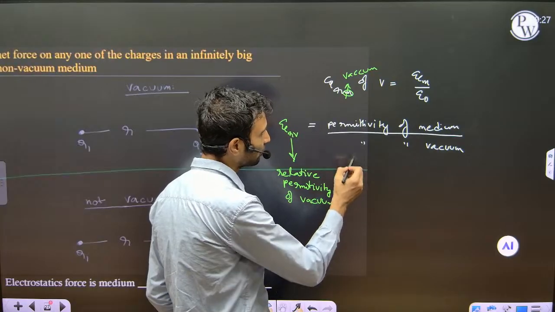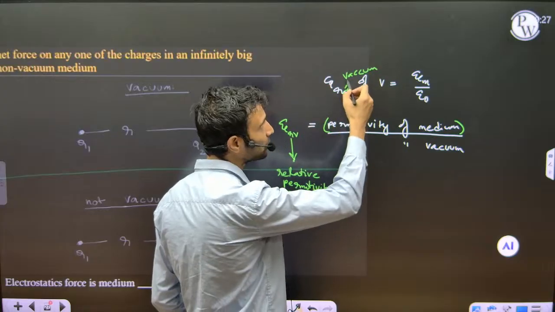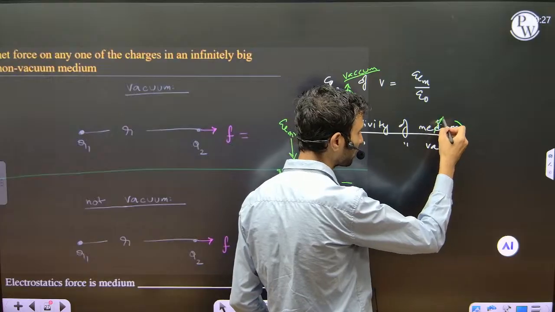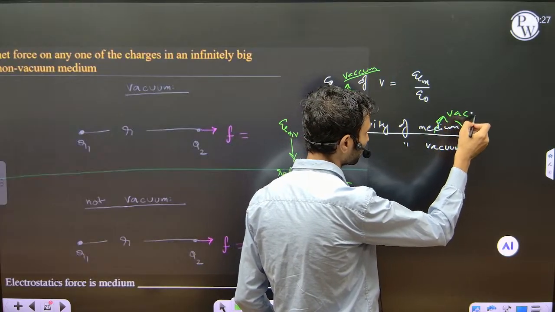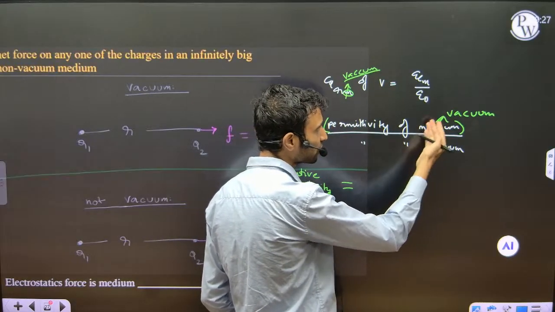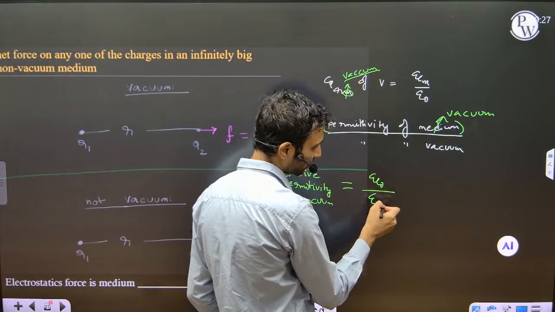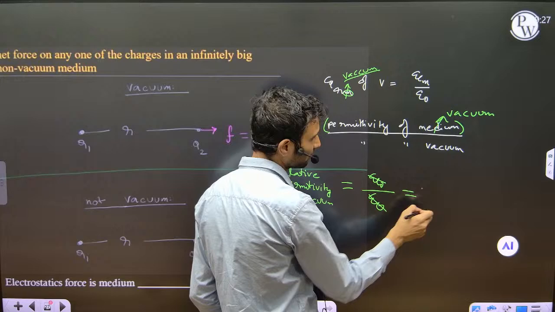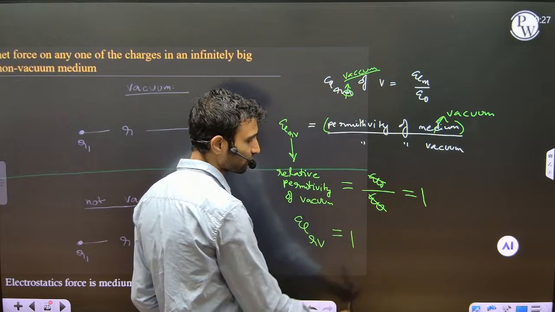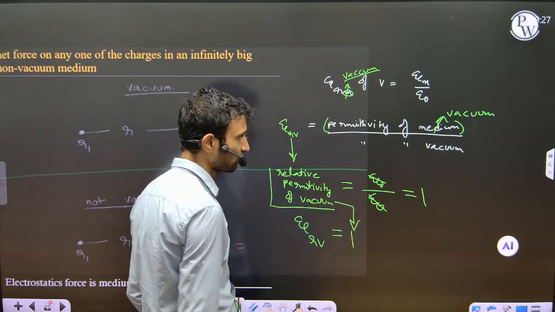And that is coming out to be equal to what? Permittivity of medium. And which medium are we talking about? Which medium's relative permittivity you have to find out? Vacuum itself, right? So that medium itself will become vacuum. So basically I'm saying in the numerator I have to put permittivity of vacuum, which is epsilon naught, divided by permittivity of vacuum, which is also epsilon naught, giving us 1. So what do we get? Epsilon Rv is coming out to be 1, which is the relative permittivity of vacuum is coming out to be equal to 1.